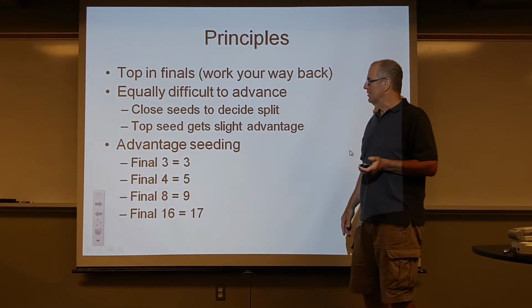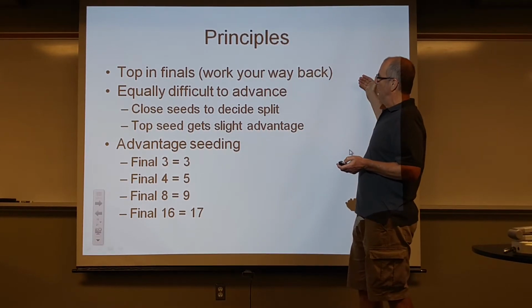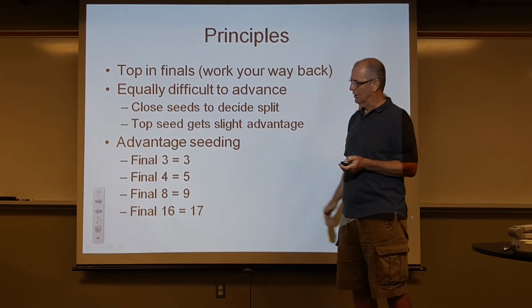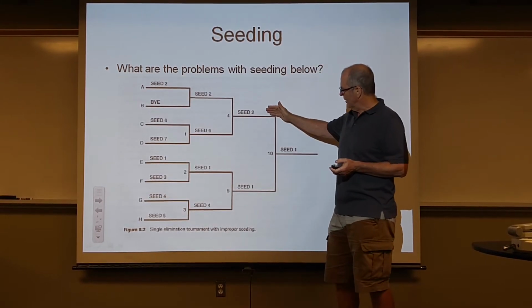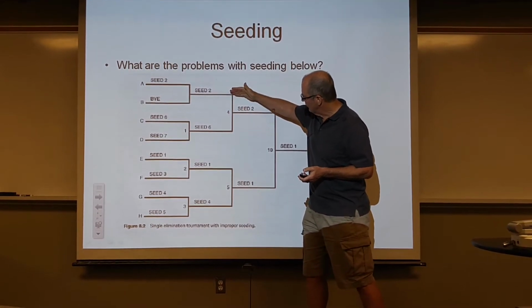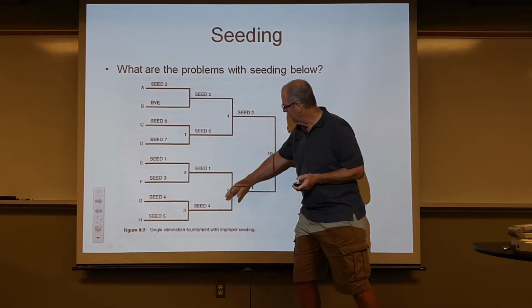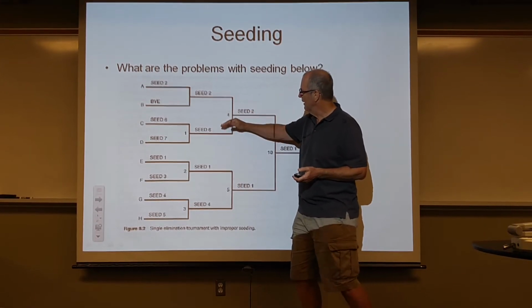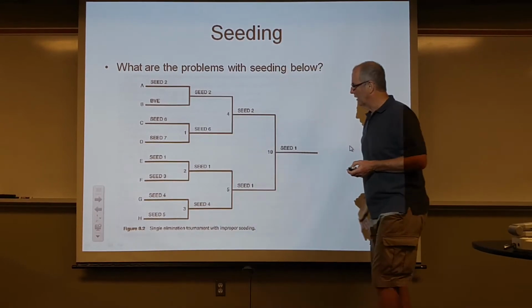Basic principles, though, for seeding is that the top teams are in the finals, and then you should be able to work your way back. So if I were to go here, 1 and 2 would play each other, then it should be 1, 2, 3, 4. So 1 should play 4, and 2 should play 3. And then if you were to push it back further, we can make that work there as well.